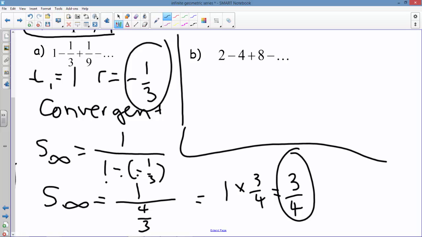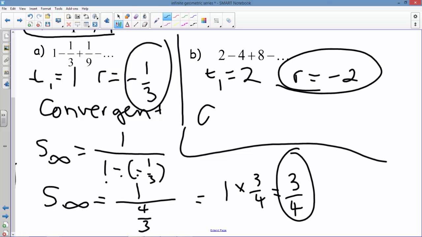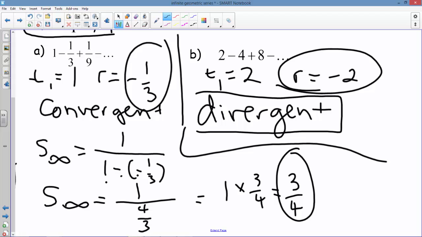Now, in this case, t1 is 2. But again, that's not the important part. The important part is looking at the r value. In this case, the r value is -2, which makes it a divergent series. That means that it's not going to have an infinite sum because it's going to get very, very, very big, and we cannot find it. So if it's divergent, you cannot find the sum.